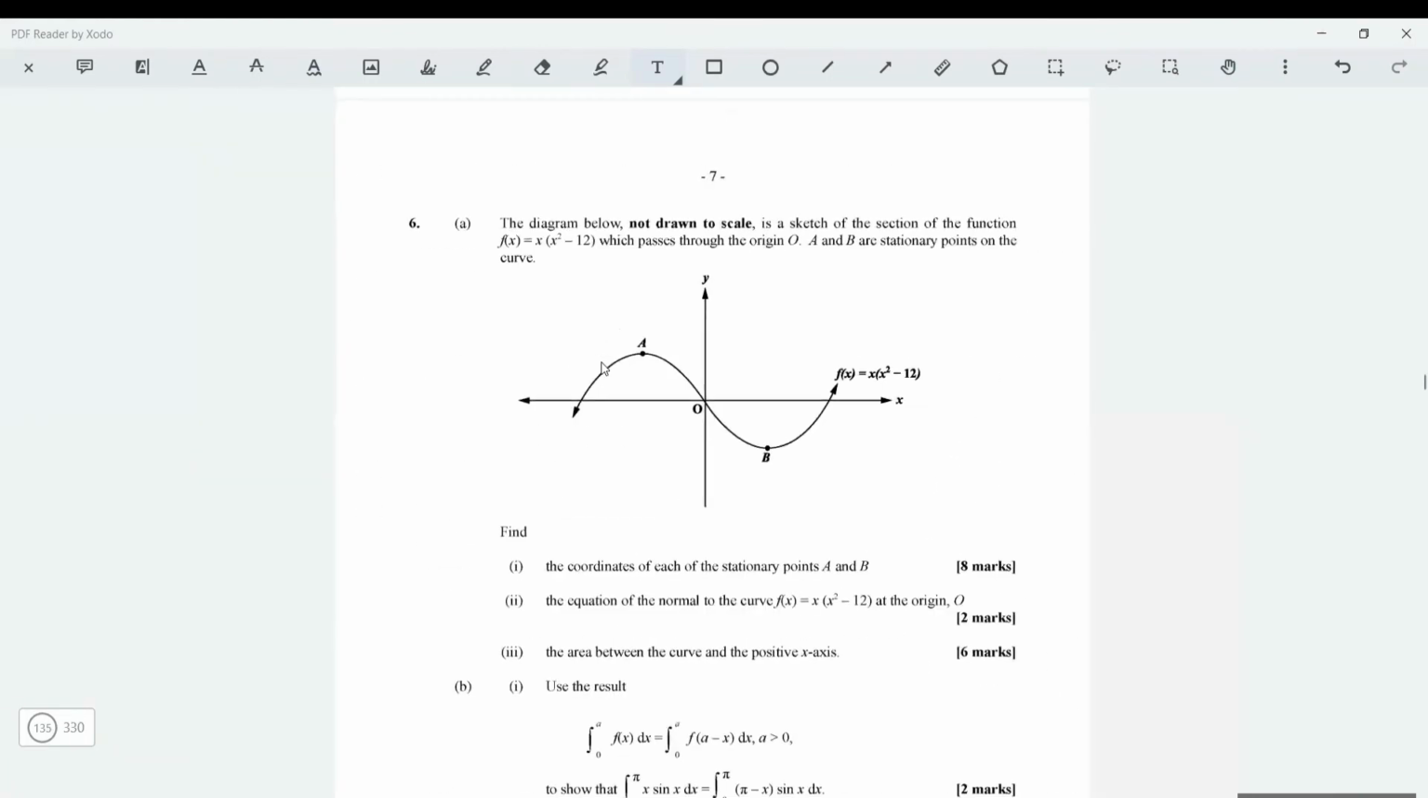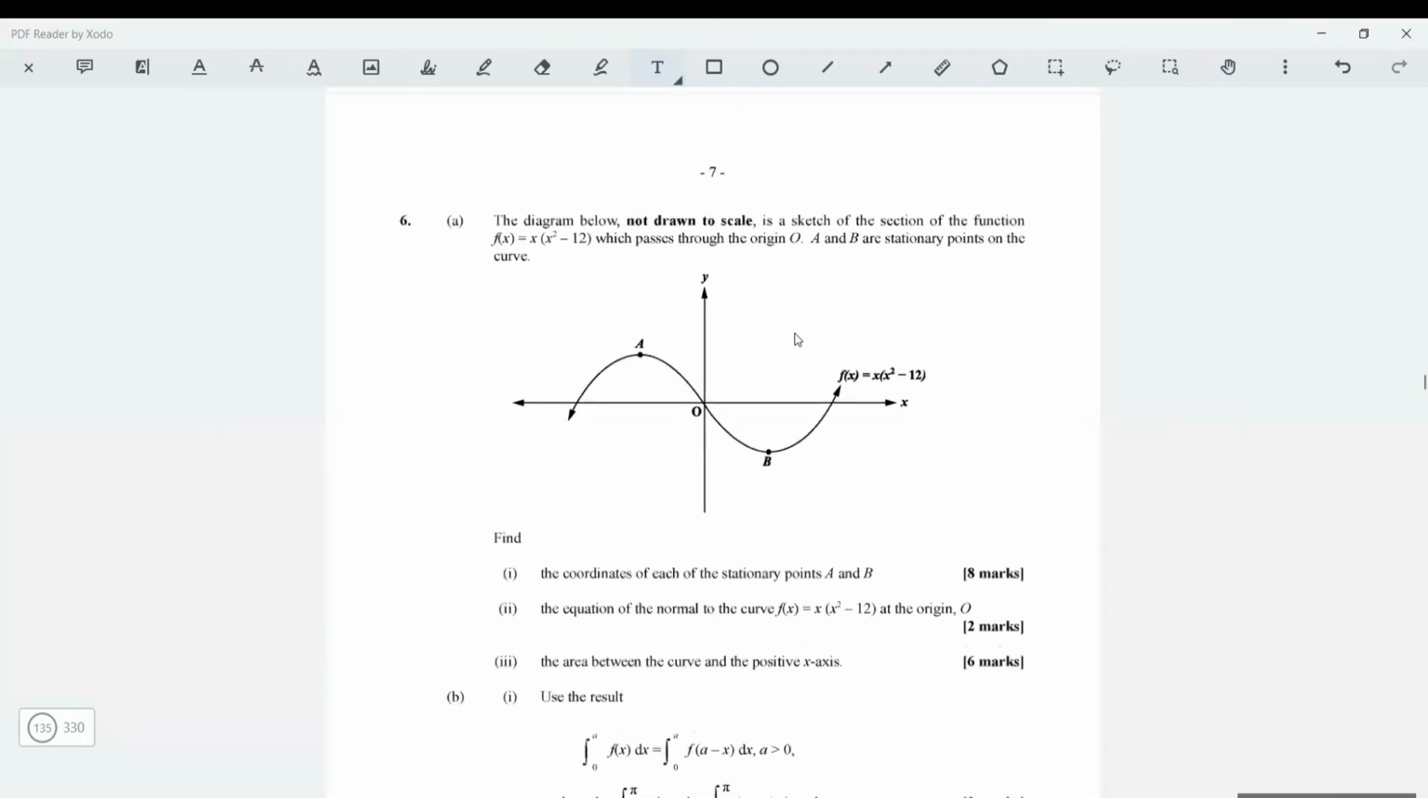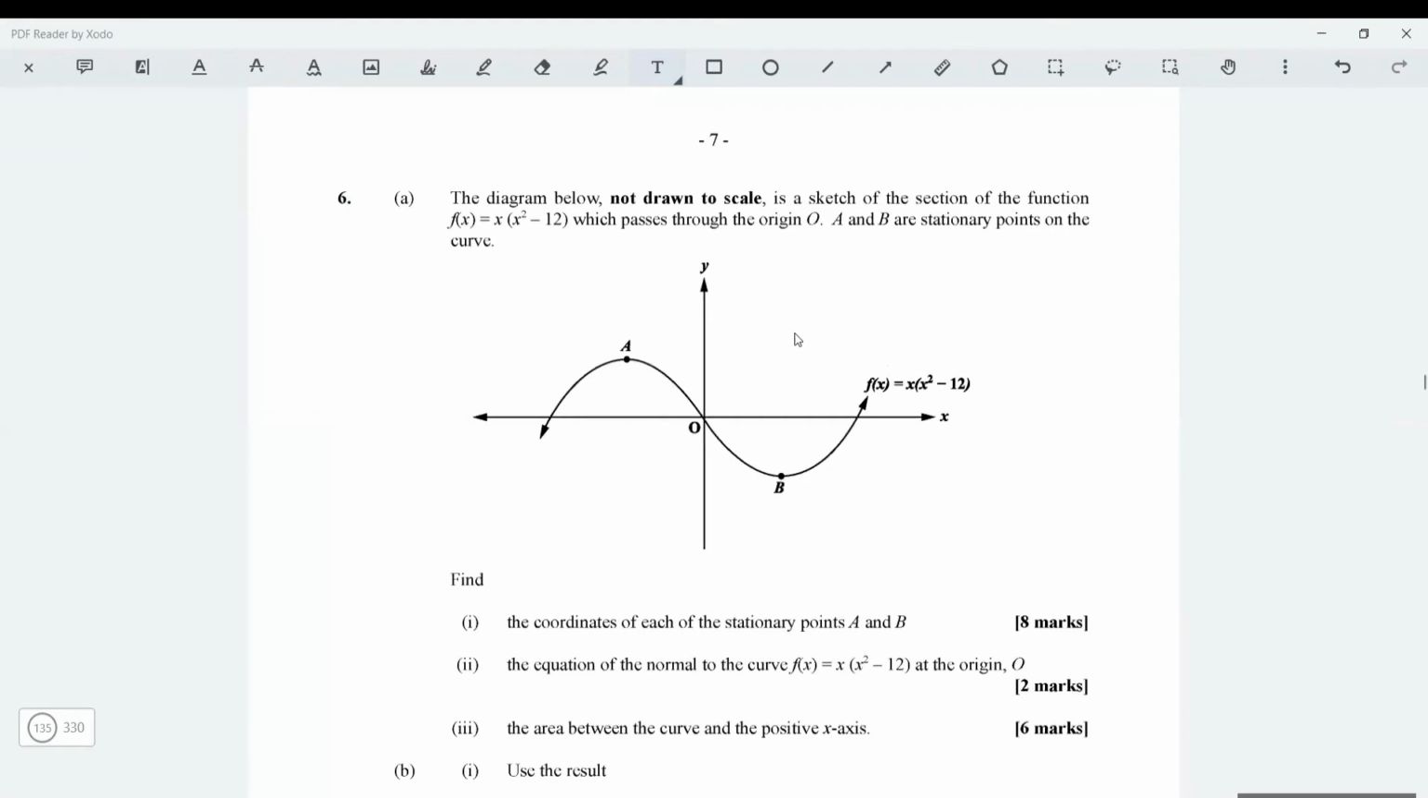All right. So now we're just at the last question, question 6. Then we finish. So this question says the diagram below is not drawn to scale, and it shows us a sketch of the section of the function f of x. f of x is x times (x squared minus 12), right?